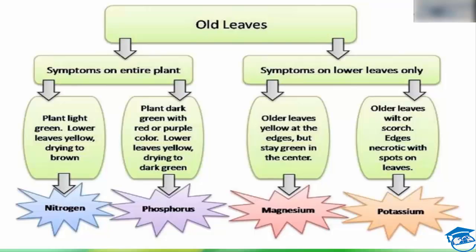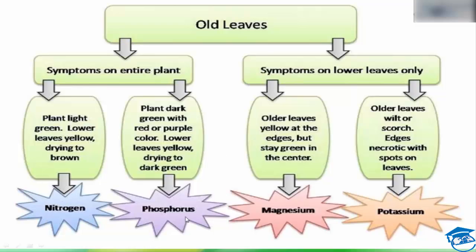Students, old leaf symptoms: symptoms on the entire plant and symptoms on the lower leaf only. In older leaves, symptoms occur on the entire plant or on the lower leaf only. So plant light green, lower leaf yellow, drying to brown. So this is the characteristic feature of deficiency symptom of nitrogen.